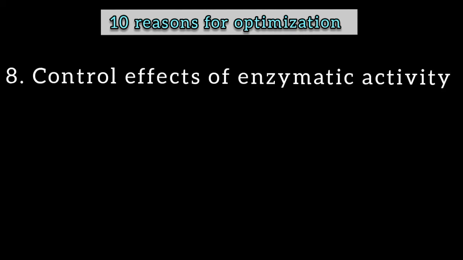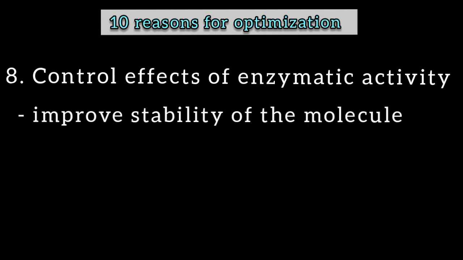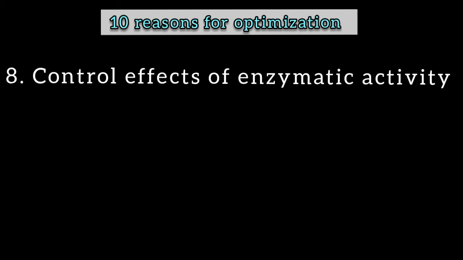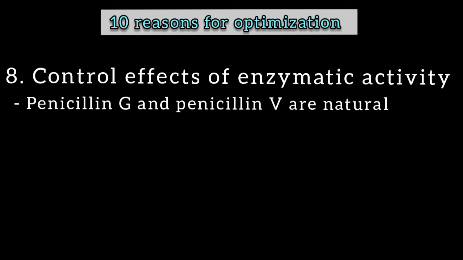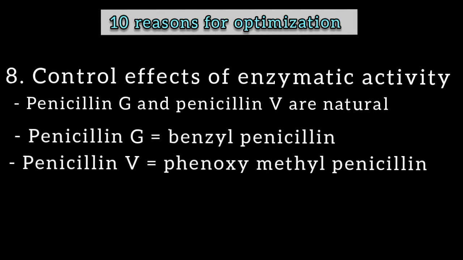Another reason to optimize lead molecules is to control effects of enzymatic activity. If you control these effects, you can in turn improve stability of the molecule. And for this, we're going to look at an example of penicillins. These penicillin G and penicillin V, these are natural penicillins. Another name for penicillin G is benzyl penicillin, and another name for penicillin V is phenoxymethylpenicillin.